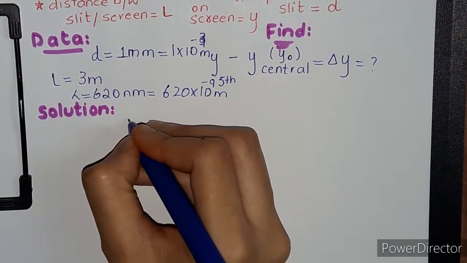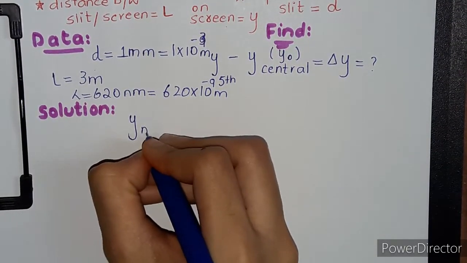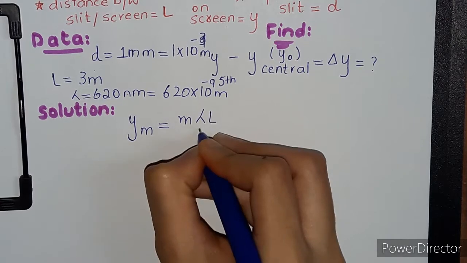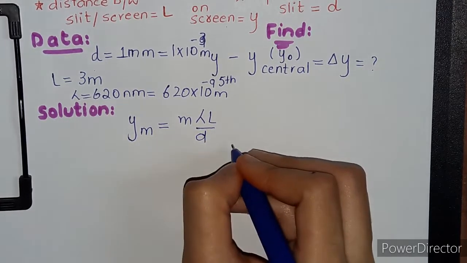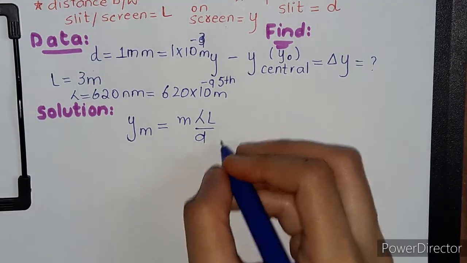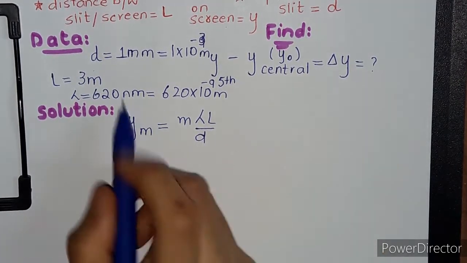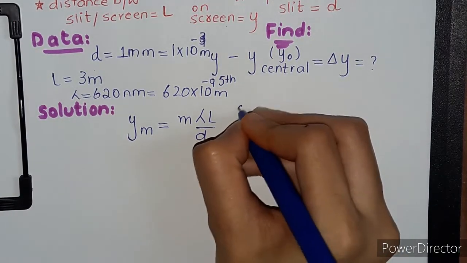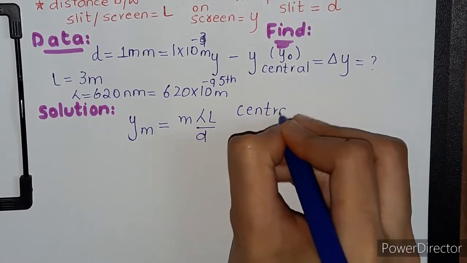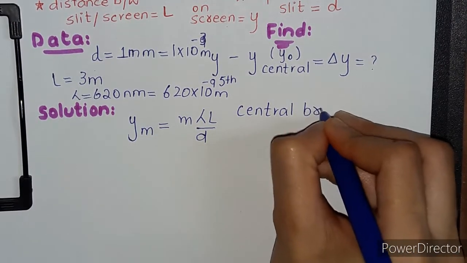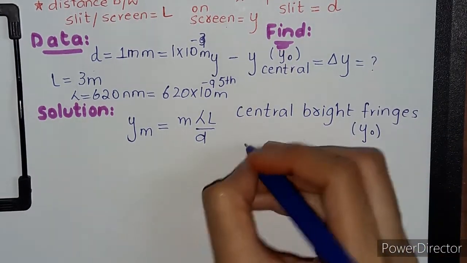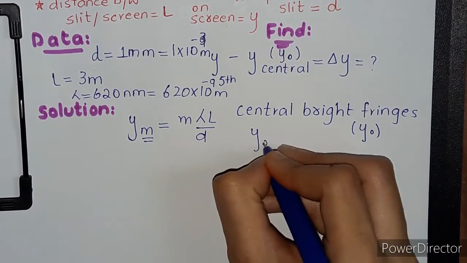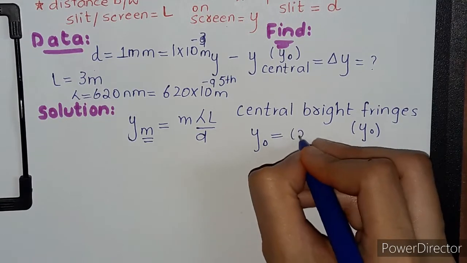So we have to find the value of y m, which is equal to m lambda L divided by d. This is the formula for y m. Now we have to find it for the central and for the fifth bright fringe. So first we are finding it for the central bright fringe, which is y naught or 0. So in the place of m we will put 0.